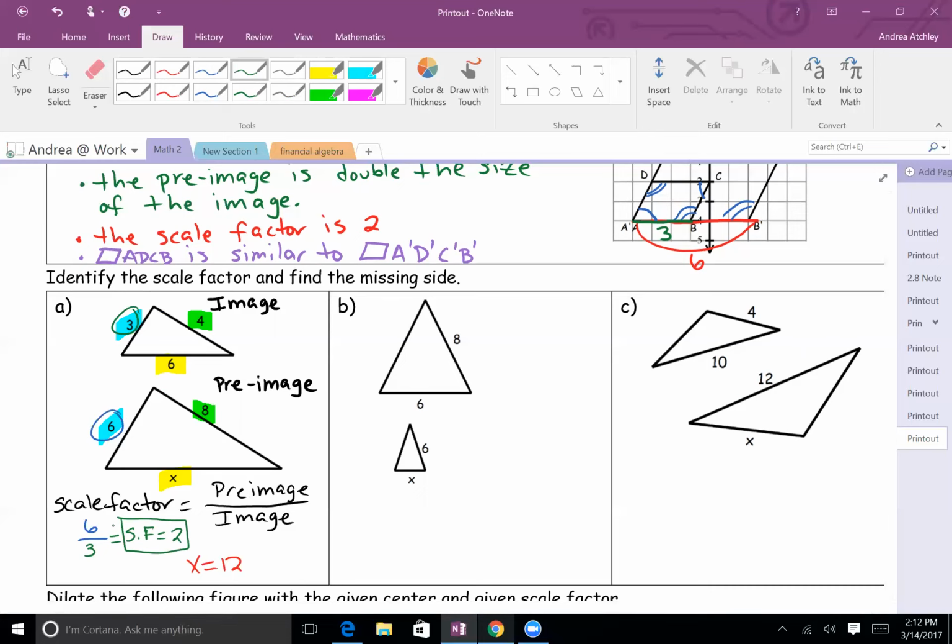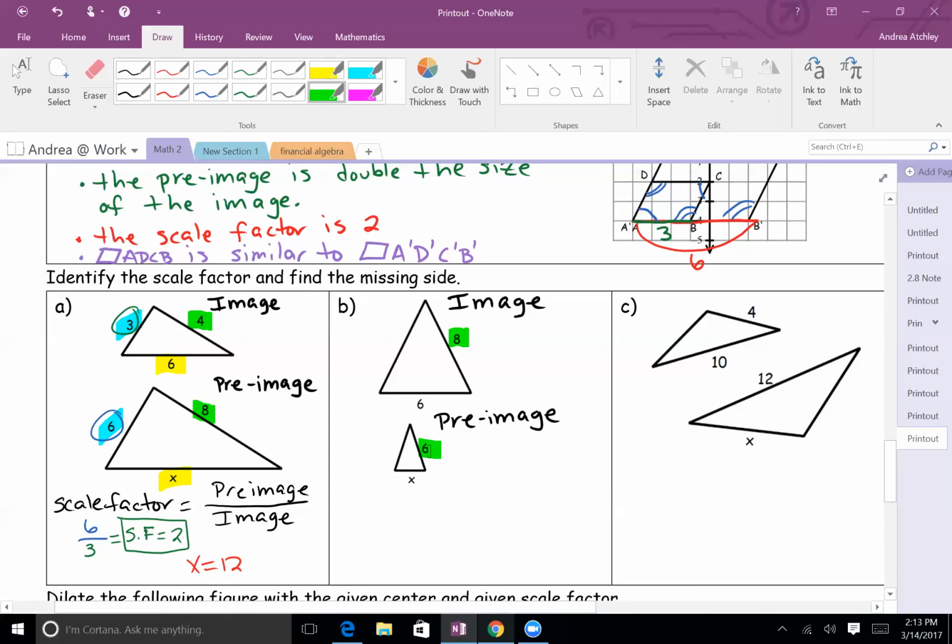Okay, now the next one, it's not as obvious. It's not as easy to see what x is going to be. So I'm going to show you how to do that. So again, we just want to make sure that we know that this is the image. And this one's going to be our pre-image. We want to know our corresponding sides. Brandon. Okay, what corresponds to 8 in the pre-image? Oh, thank you, Brandon.